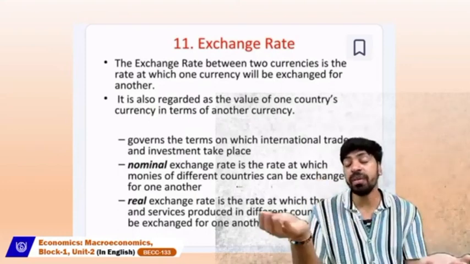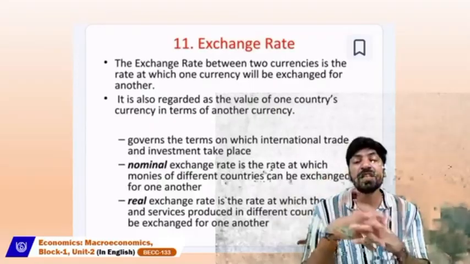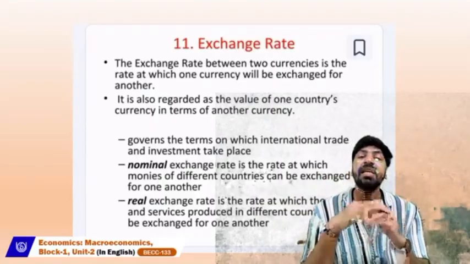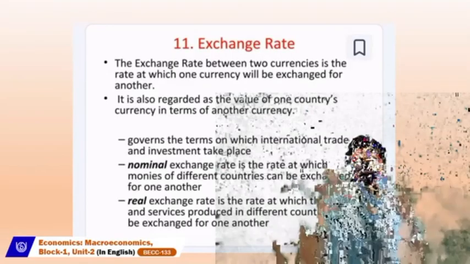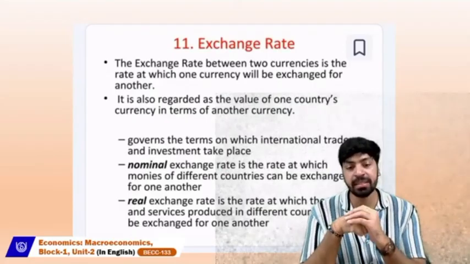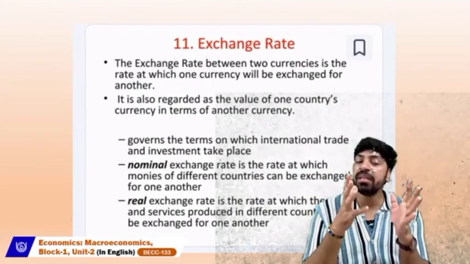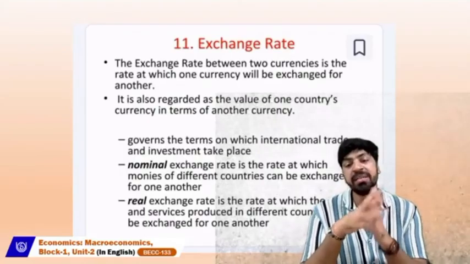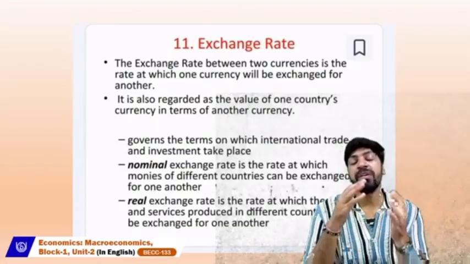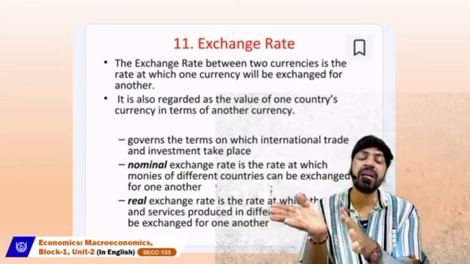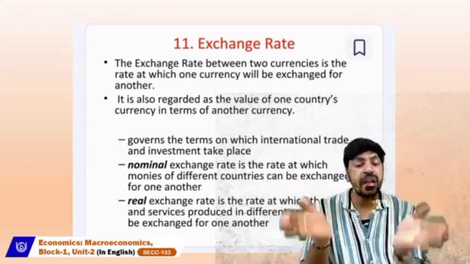So if you go on international flights or do any international transactions, the exchange of currencies between two or more countries will always exist, and ultimately it refers to a nominal rate or a real rate. It depends on the type of transaction and the type of trade which exists in different countries.